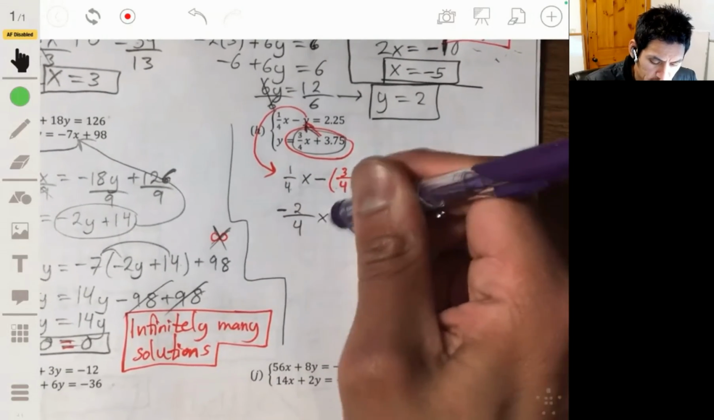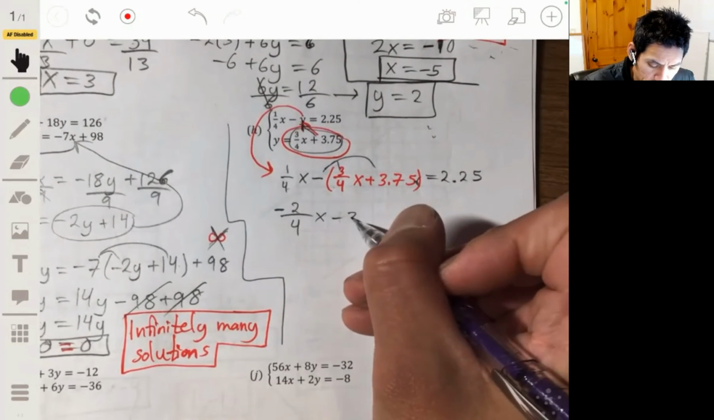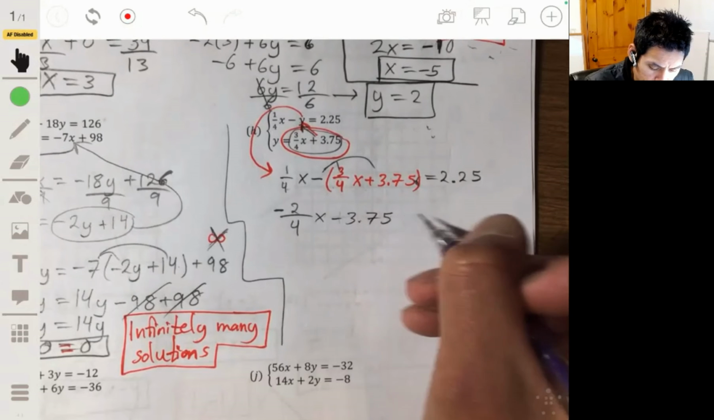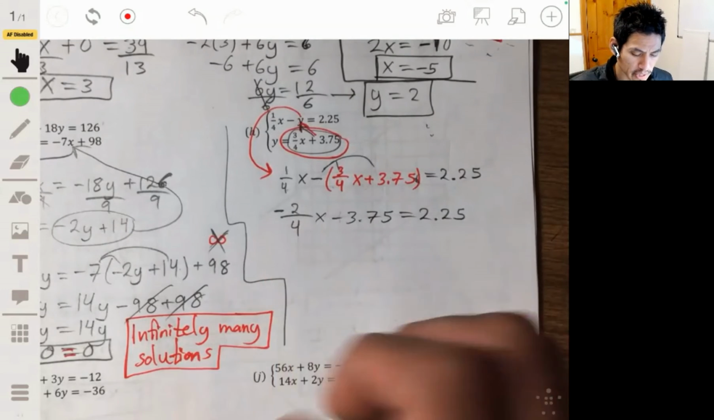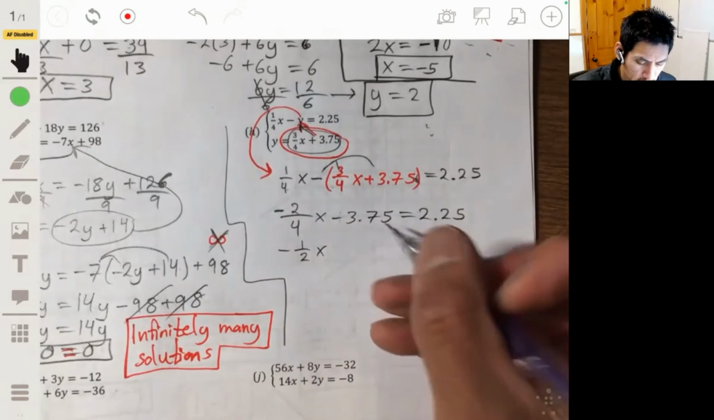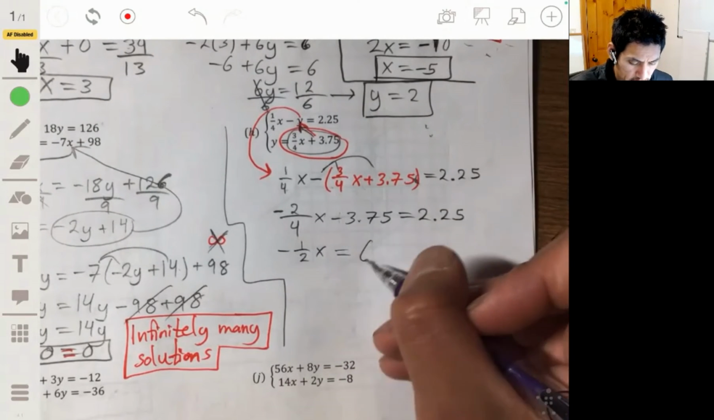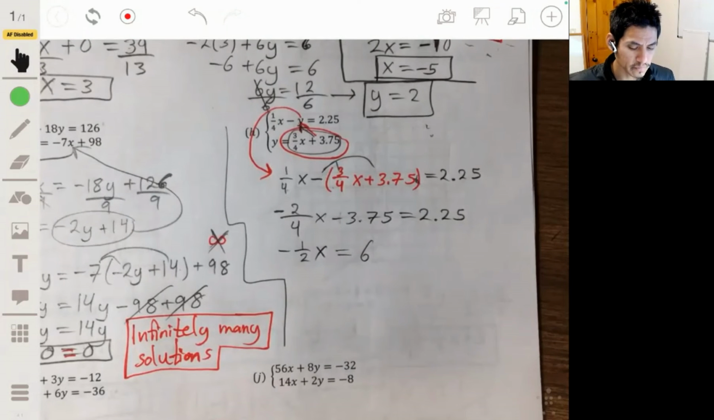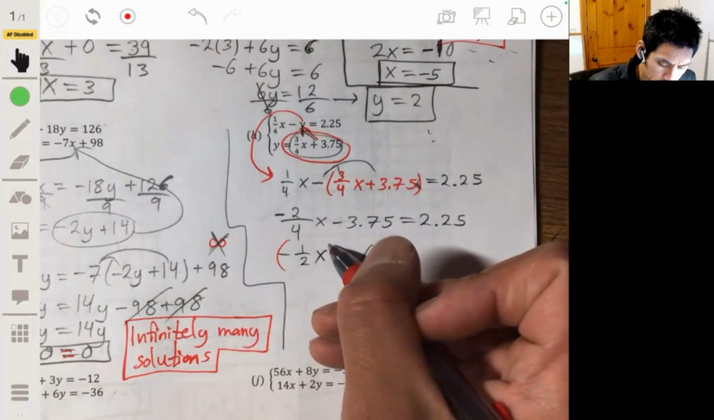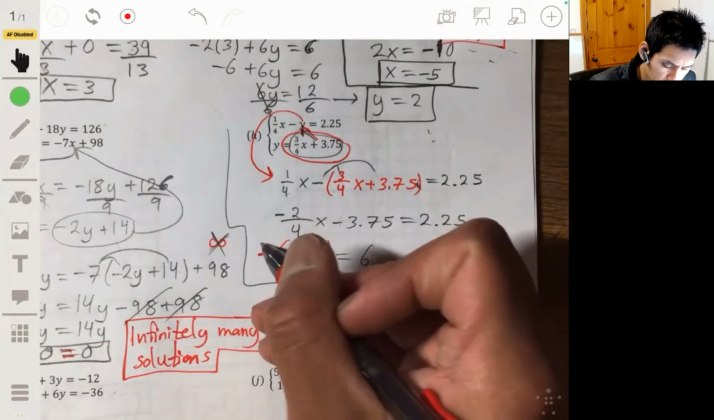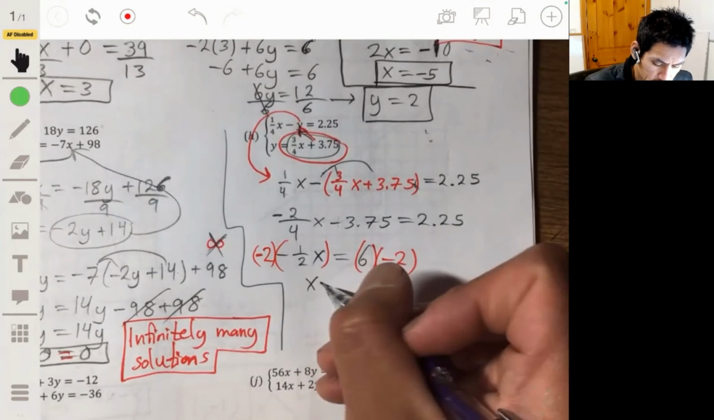Whoops, and then make sure you distribute this negative to also the positive 3.75. So this will be minus 3.75. And let's rewrite that now as -1/2 x. Add 3.75 to both sides. We'll get 3/6. -1/2 x, multiplying both sides by -2, then makes it so that x is -12.